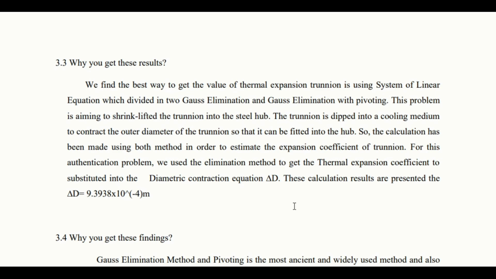This problem is aimed at shrink-fitting the trunnion into the steel hub. The trunnion is dipped into a cooling medium to contract the outer diameter of the trunnion so that it can fit into the hub. So the calculation has been made using both methods in order to estimate the expansion coefficient of the trunnion. For this problem, we use the elimination method to get the thermal expansion coefficient to substitute into the diametric contraction equation of the body. This calculation result is presented. The delta D is equal to 9.3938 times 10 to the power of negative 4 in meter.